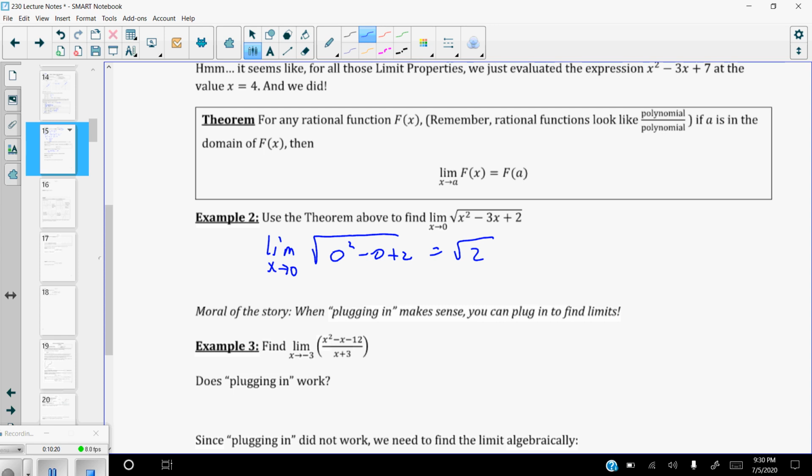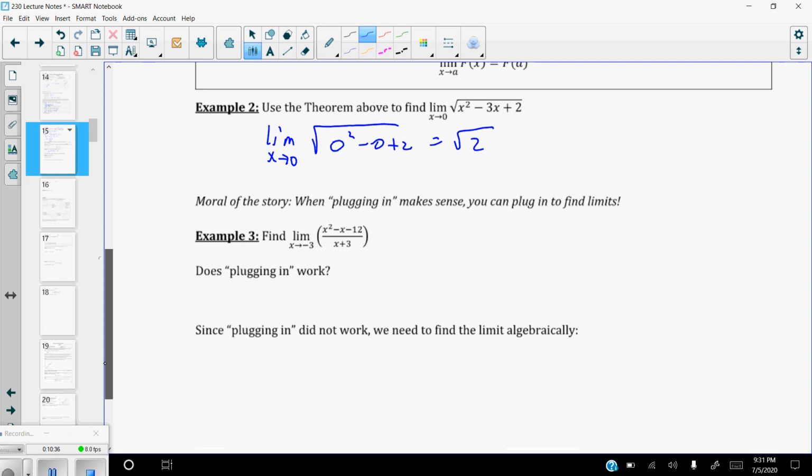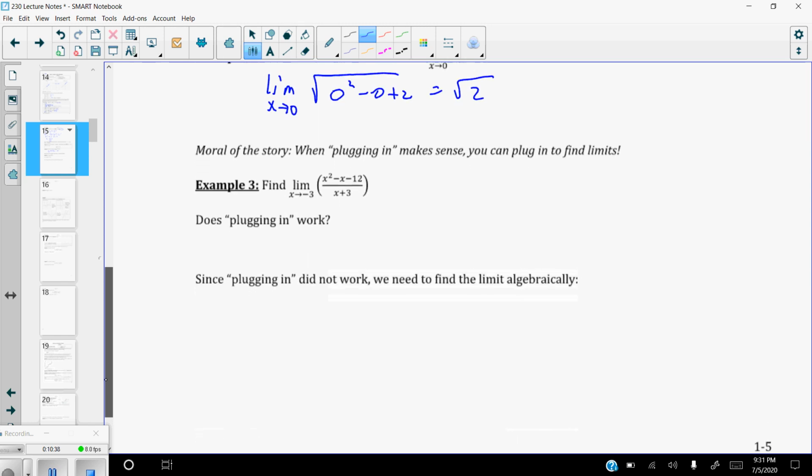Is that a real number? Yes, it's not a nice number for us, but it is a real number, just the square root of 2. So that is the limit. The theorem above holds because 0 is in that domain. It actually gave us an actual real number. No problem. Okay, let's try it again. When plugging it in makes sense, let's just do it.